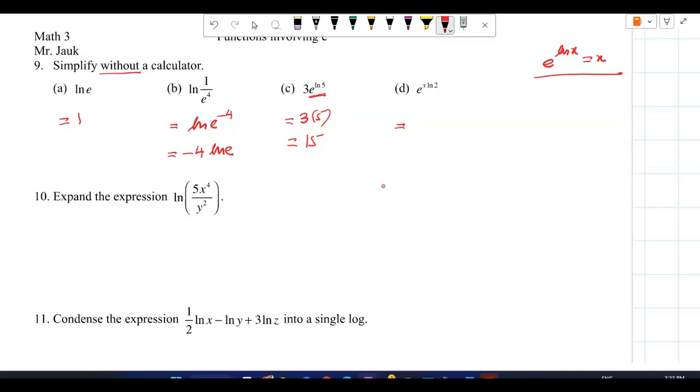Next, what will you do? e raised to ln 2 raised to x. So what will that be? 2 raised to x, because e raised to ln x cancels. The bases cancel, but this x has to be taken on top now.